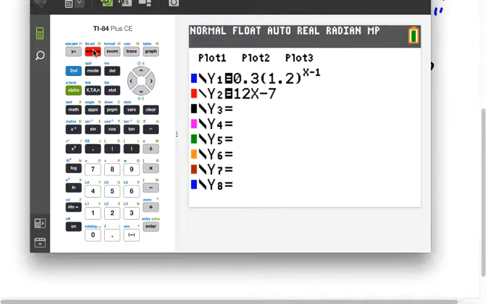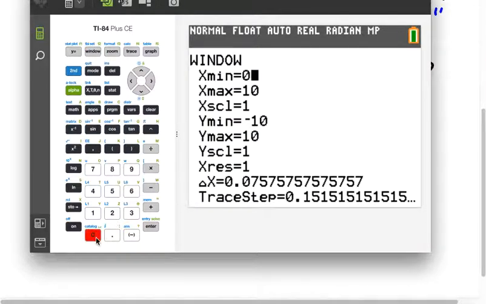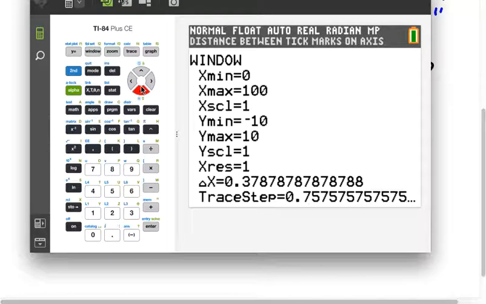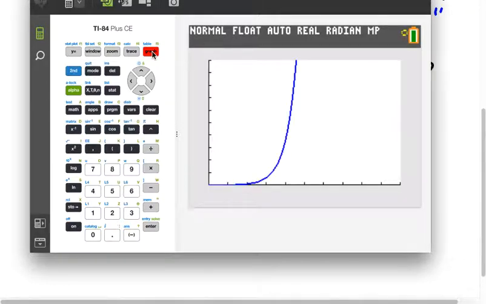Now, I already know what the window is going to be. I'll just put it in there, 0 to 100 on the x-axis, and we'll go by tens, and we'll do 0 to 1,000 on the y-axis, and we'll go by hundreds, and we're going to graph it. So there's the first graph, here's the second one. Right? And if you look at this, this is going to be our y1, which was the geometric one.